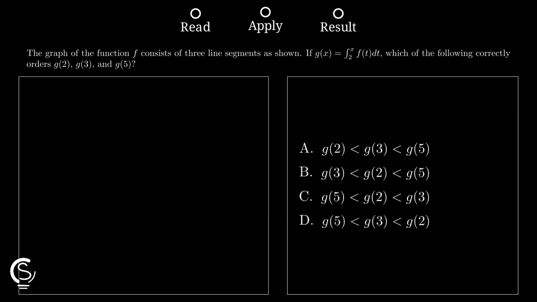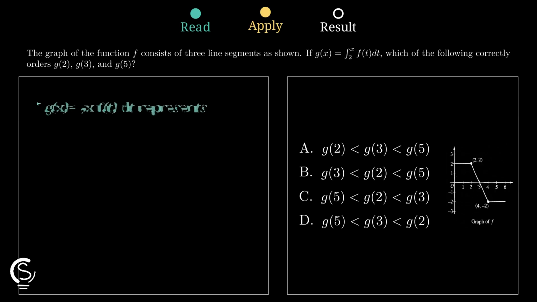Start with the definition. G of x equals the integral from 2 to x of f of t dt, which means g of x measures the signed area between the graph of f and the t-axis from 2 to x. So evaluate the easy anchor first. From 2 to 2, there is no width, so no area, which gives g of 2 equals 0.